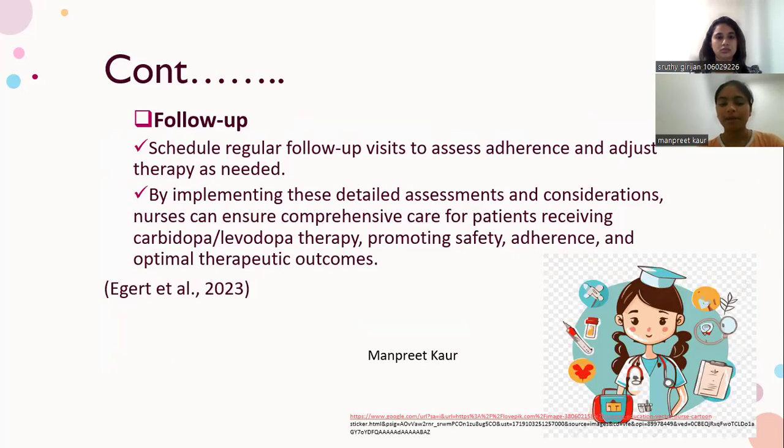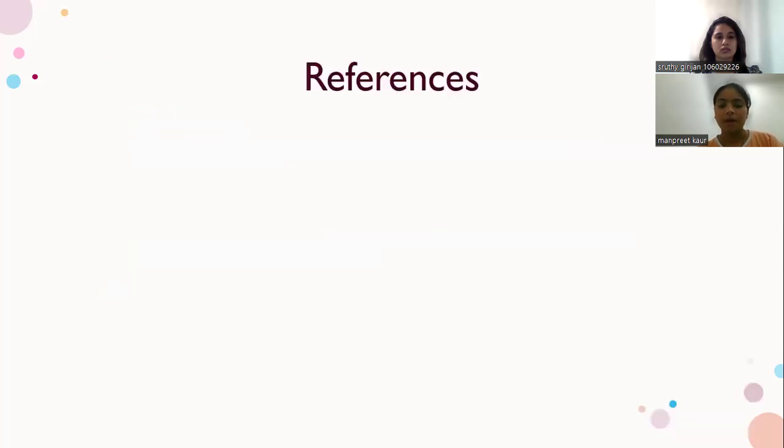By implementing these detailed assessments and considerations, nurses can ensure comprehensive care for the patient receiving carbidopa and levodopa therapy, promoting safety and optimal therapeutic outcomes.